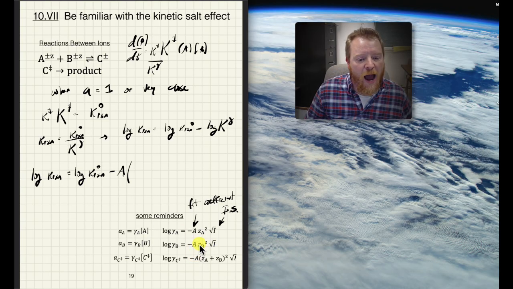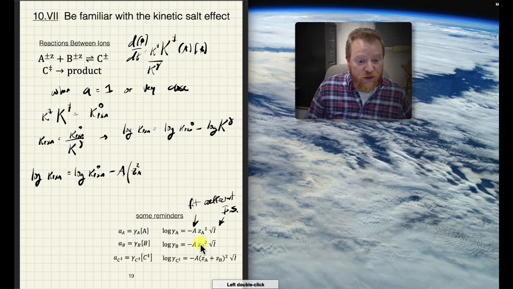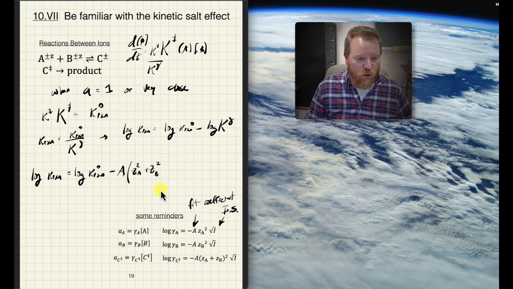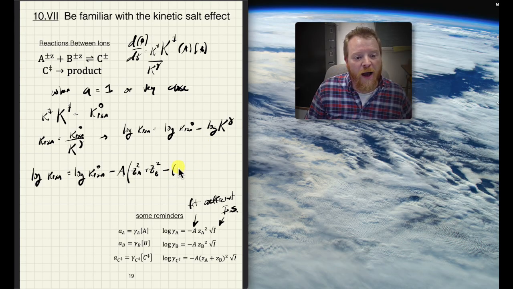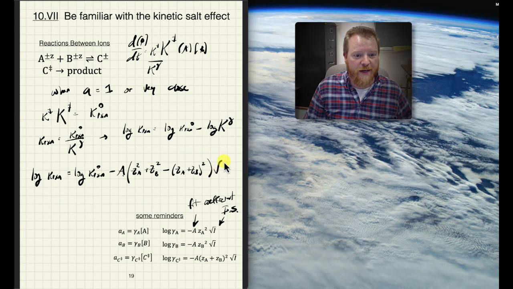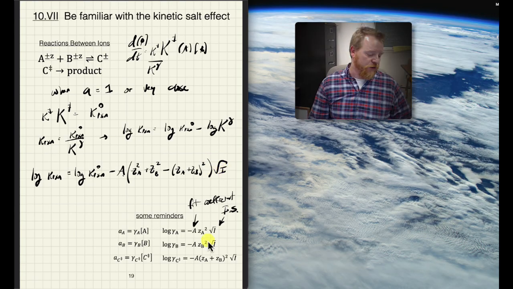And that means now in substituting out A, we've got ZA squared. A and I will both be taken out, plus ZB squared. And remember, Z's are the charges. And then now minus, we've got to do the product. And the product, recall, will have the charge of A plus B all squared. And then, of course, that is times the ionic strength.